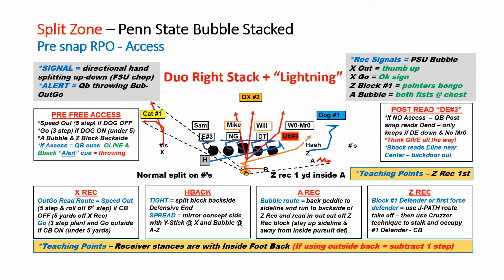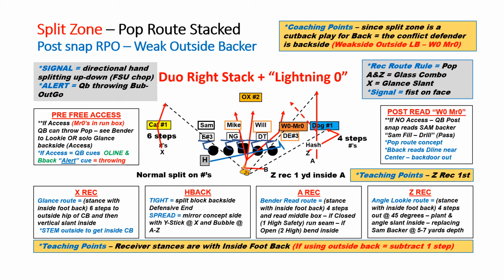We're in a dual right with a stack by the Z and the A. We'll do our lightning call. The Z and the A have the bubble. You can see we don't change the responsibility. Z will still go block number one, and A runs the bubble. Nothing changes. With the split zone, using the pop route, this is where you get a great natural rub.